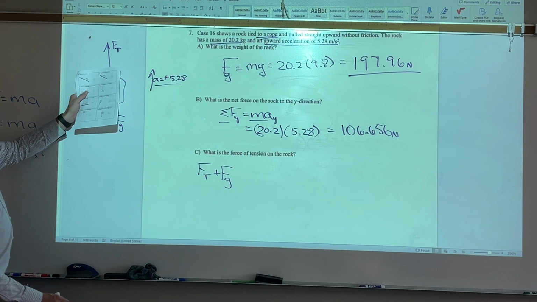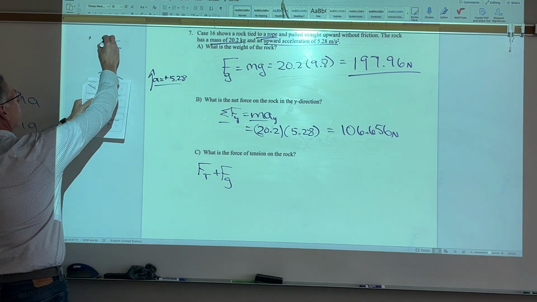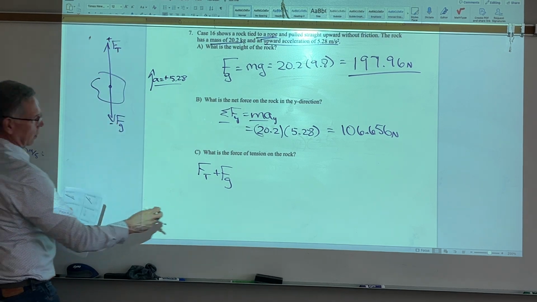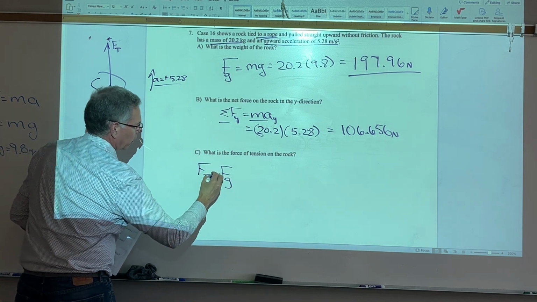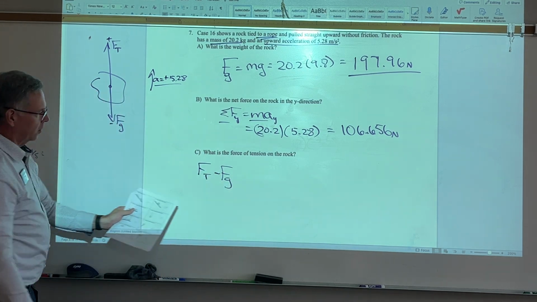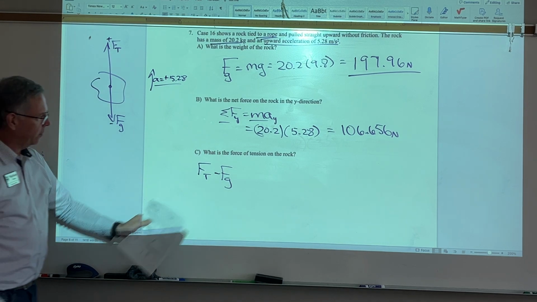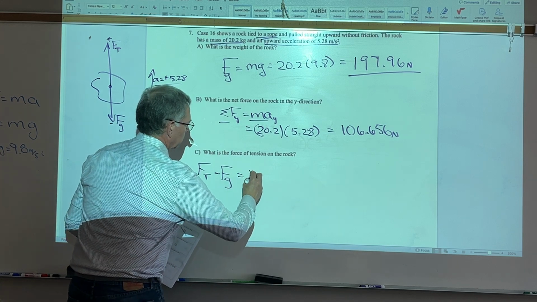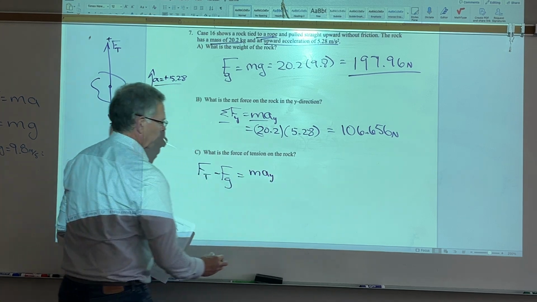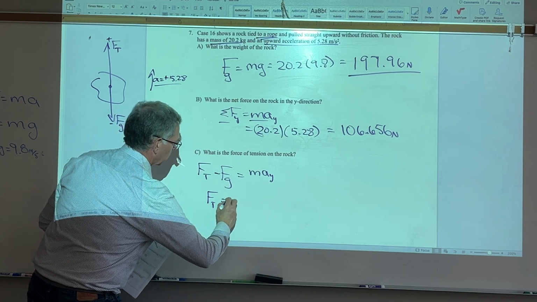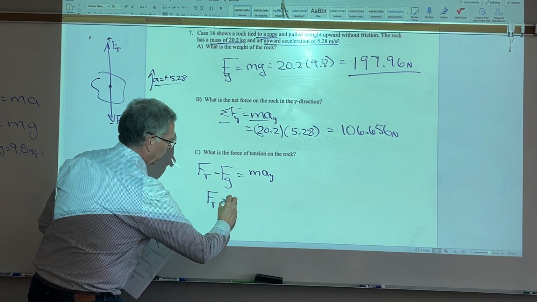Which direction is the force of tension? Up, so that should be positive. Which direction is the force of gravity? Negative, so you subtract. Yes, so your sum of the forces, or your net force, would be the upward tension minus the downward force of gravity. That's what equals that. So force of tension would be equal to, add the force of gravity to both sides.